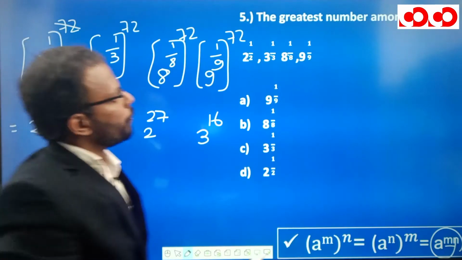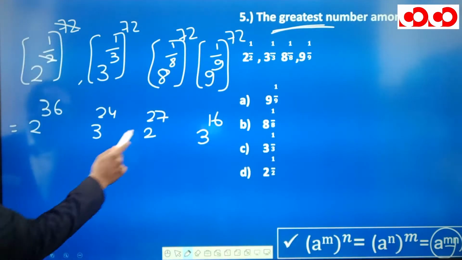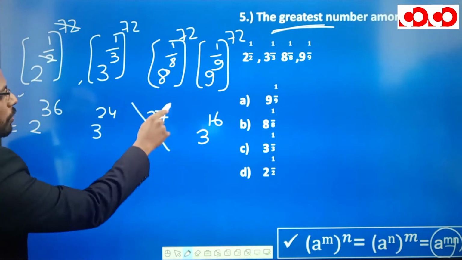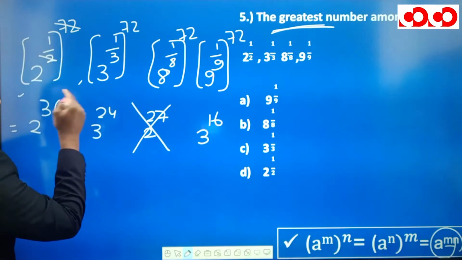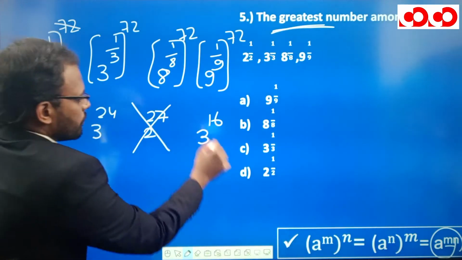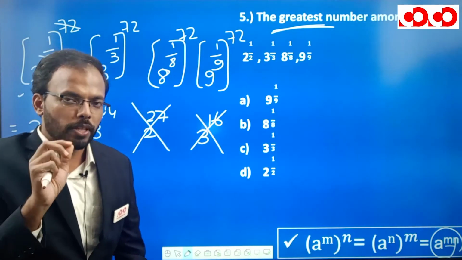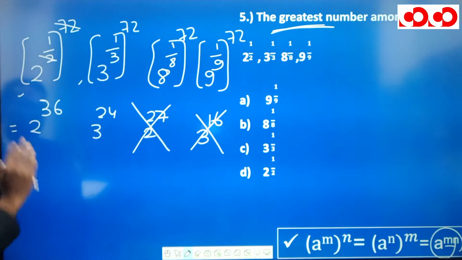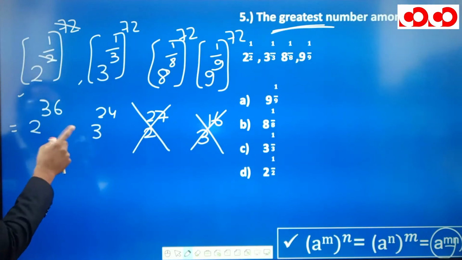Now what do we need to find? The greatest number is what we need to find. See, of course between 2 to the power 27 and 2 to the power 36, this number is bigger, so I'll cancel out this. Among 3 to the power of 16 and 3 to the power of 24, of course this is bigger. So this cannot be the greatest number. Now we are left with two more options, which are 3 to the power of 24 and 2 to the power of 36. Now I know that if I need to find the highest number, I need to compare these two.